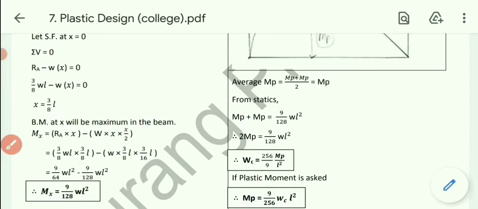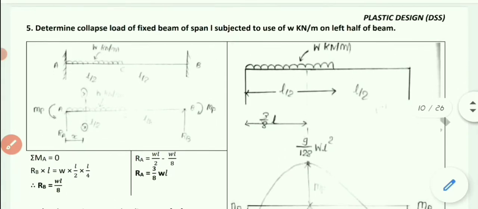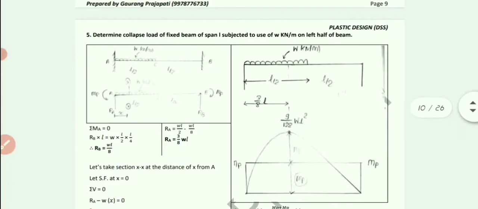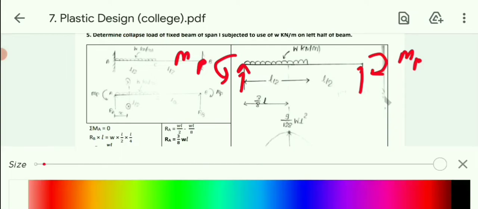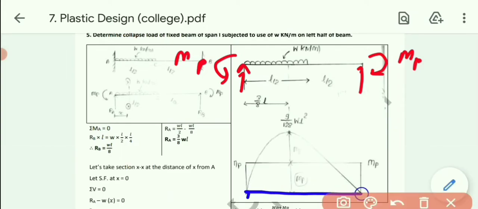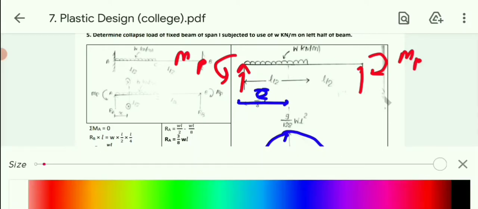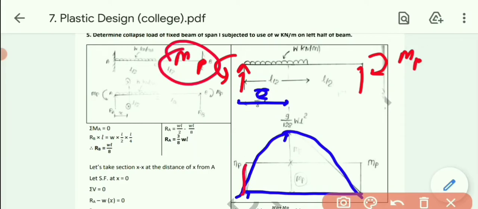Okay, so now let's do the same things which we were doing earlier in all four previous examples. Now see, this one is the reaction, this one is the reaction. Over here MP is there, over here MP is there. Now we got the moment, that is 9 by 128 WL square. This one is the maximum bending moment where SF is 0. Okay, so dimension is there, that is x. Then talking about the moment diagram, this one is MP, so over here MP, again on the right hand side this one is MP, this one is MP. Then connect these two.